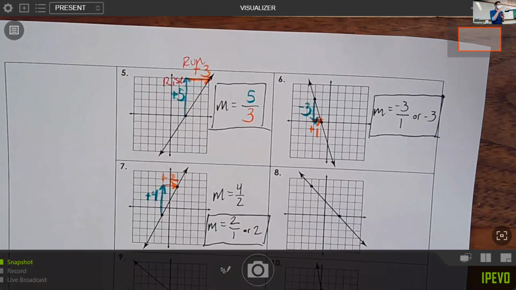So your slope is either 2 over 1 or 2. Again, I would recommend keeping the denominator of 1. You can write it as a whole number if you'd like to, but I always like to have a denominator with any slope that I'm writing.